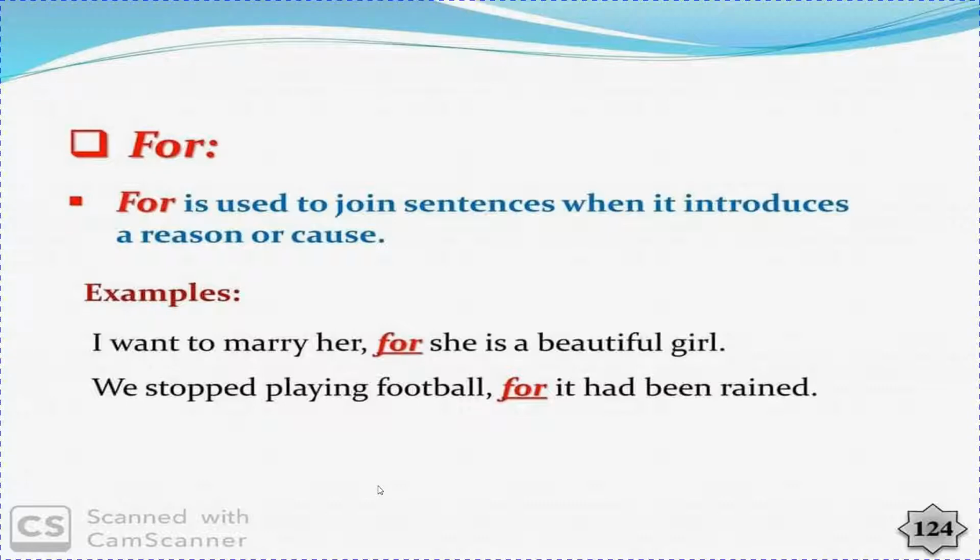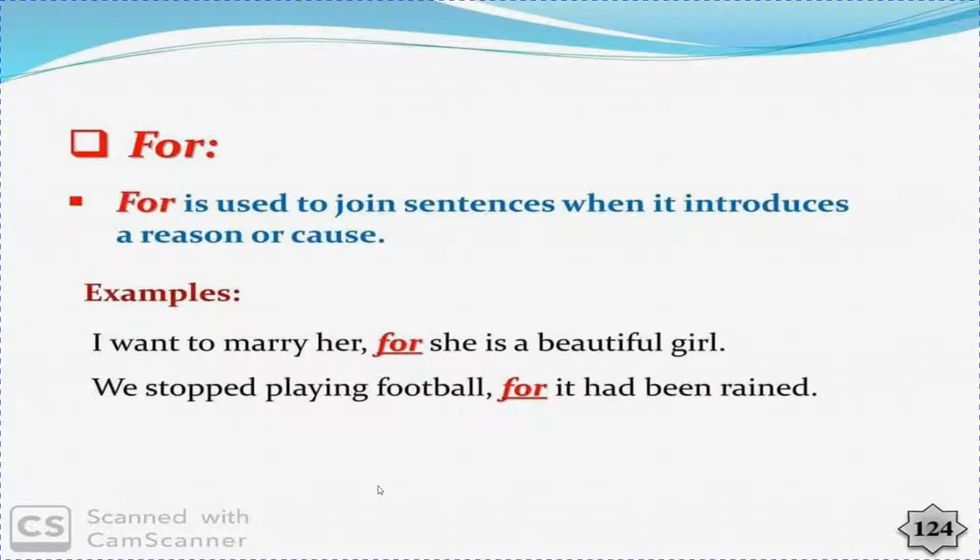Children, have you noticed that after the first sentence, "I want to marry her," we have given a comma and then we have used "for," that is the conjunction? So you will find this in all the coordinating conjunctions. Before using the conjunction, we have to give a comma. What is the reason? When a coordinating conjunction is used to join two independent clauses, we should always use a comma before the coordinating conjunction. Now, the question is, what is an independent clause?